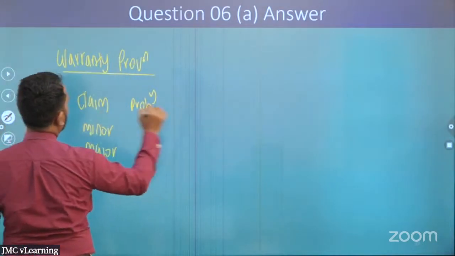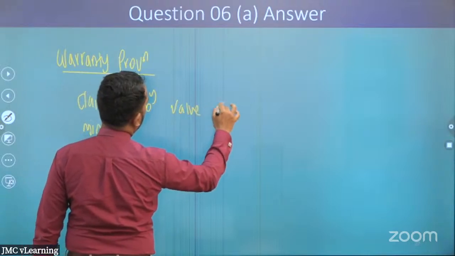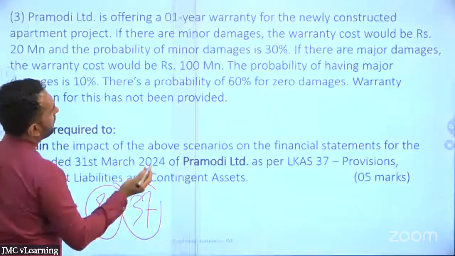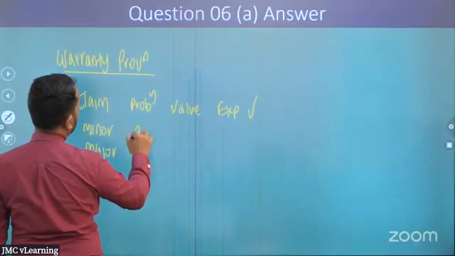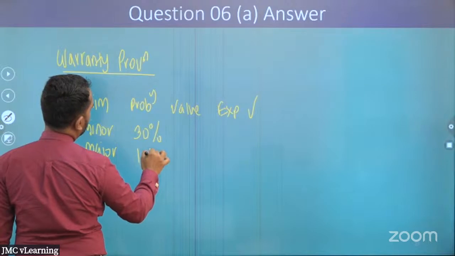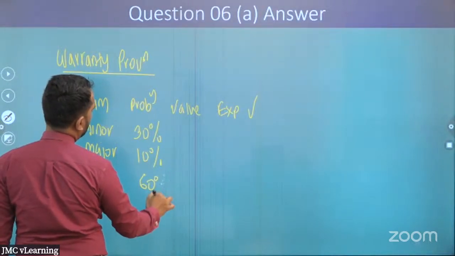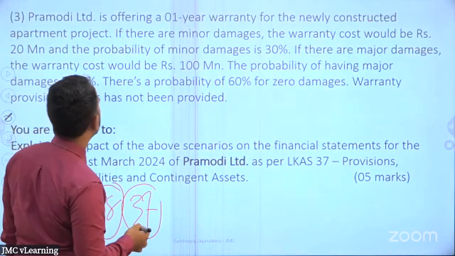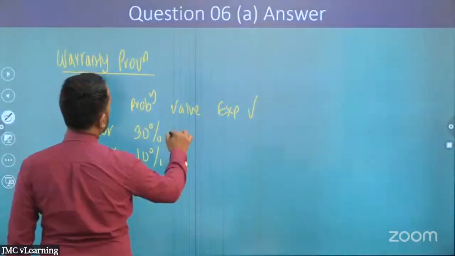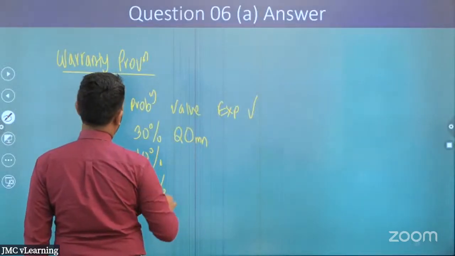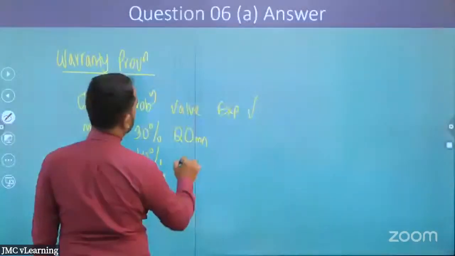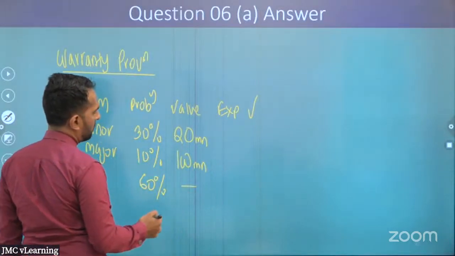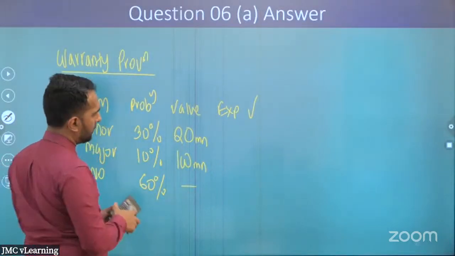Probability, and I need the value and the expected value. So the minor damages, the probability is 30%, major damages 10%, no damages 60%. Minor damages, the value is 20 million, major damages 100 million. If it is zero damages, there's no warranty cost.